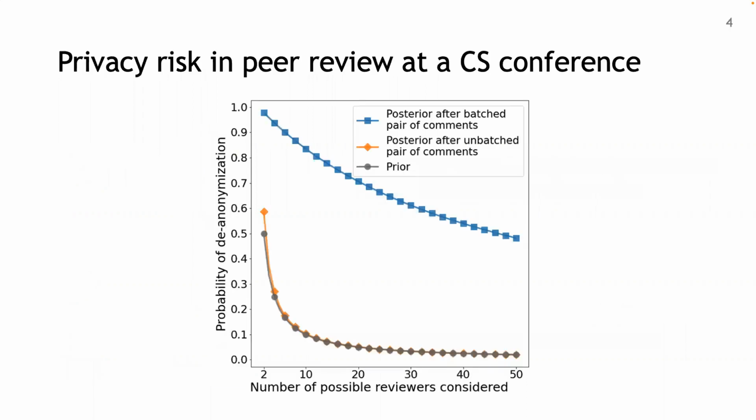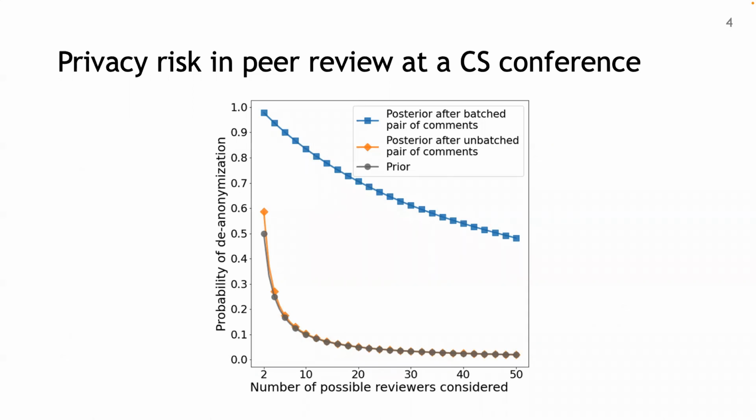Well, let's say you had some prior over who could possibly have been the anonymous commenter on your paper. And for simplicity, we'll say that you have a uniform prior over some number of possible reviewers. So maybe you've narrowed it down based on subject area.